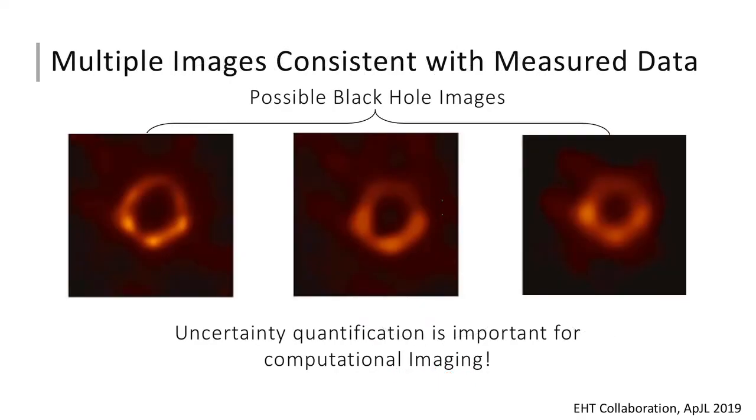For example, when the Event Horizon Telescope collaboration was trying to take the first black hole image, scientists found that many images could fit the radio interferometry data. Although they all clearly reveal the ring structure, it seems like there is uncertainty about the flux distribution of the rings. So to deliver reliable science, it is important in computational imaging to quantify and understand uncertainty of a reconstructed image.